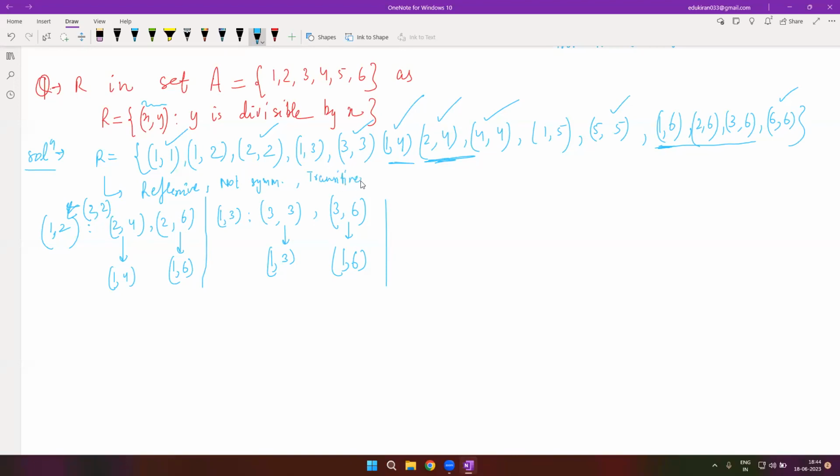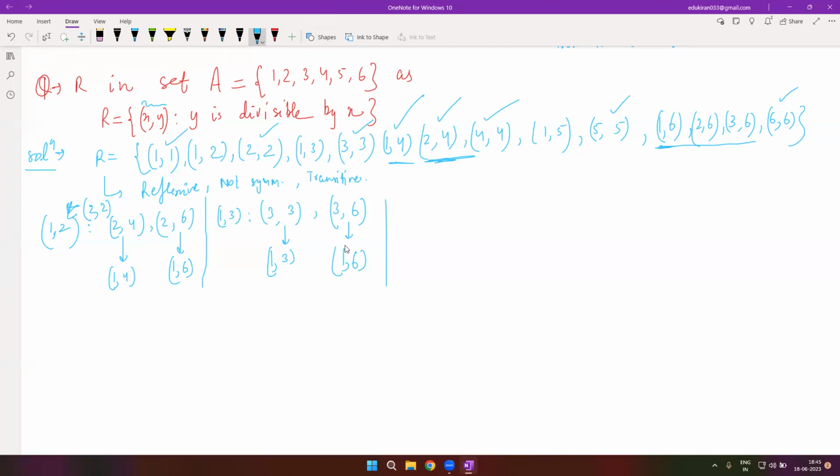Sir, can you just explain once more how you did the transitive part? Yes, Shaviz. We'll first discuss it. This is a mathematical approach. How can you go for it? You just have to take a pair. Don't take those pairs which are reflexive, like 1,1, 2,2, 3,3, 4,4, 5,5, 6,6.